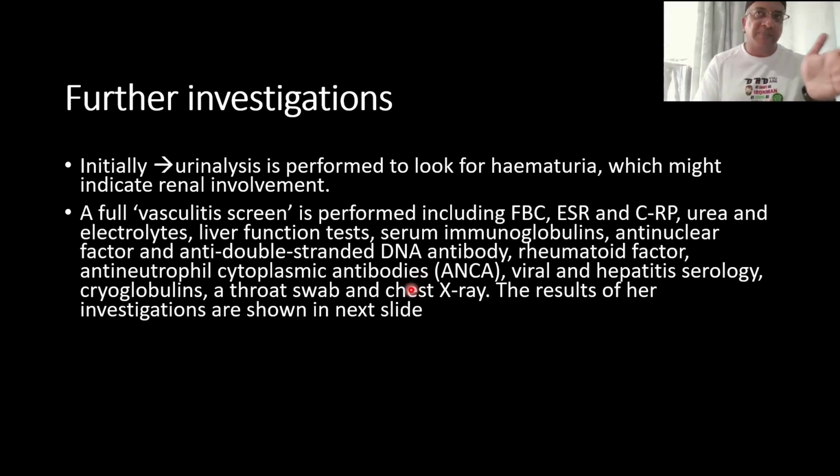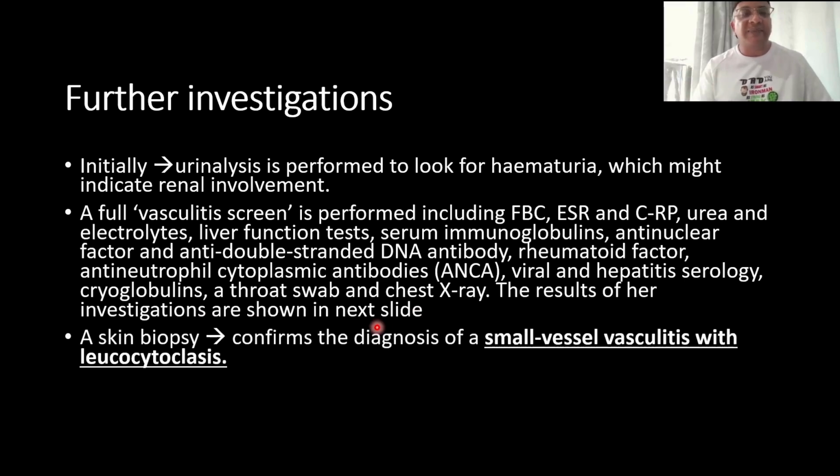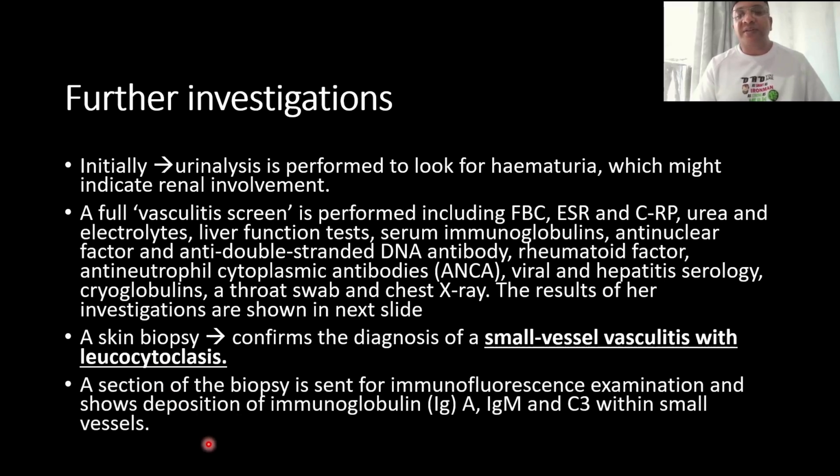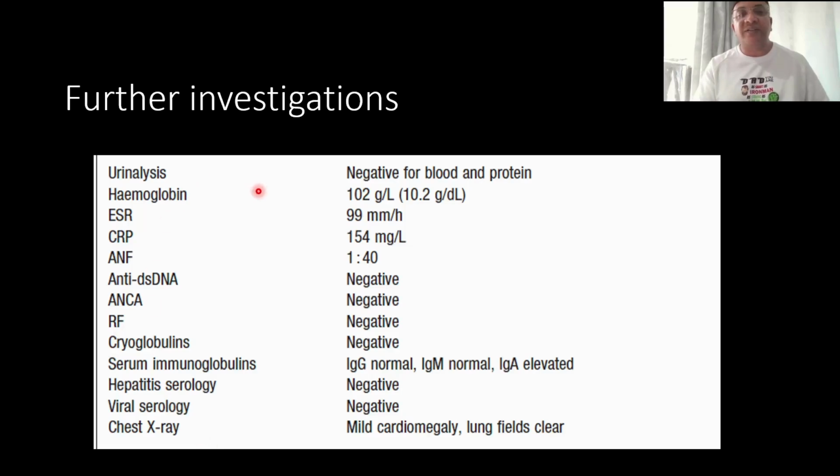So yeah, remember there is ANCA positive and ANCA negative. Remember, when you talk about vasculitis, there's large, medium, small, and small is ANCA positive, ANCA negative. All right, viral and hepatitis serology, because those can also throw off vasculitis. Cryoglobulins, throat swab, and chest x-ray. The results of the investigations are shown on the next slide. And skin biopsy was done, which does indeed clinch the diagnosis of a small vessel vasculitis with leukocytoclasis. And a section of the biopsy is sent for immunofluorescence examination and shows deposition of IgA, IgM, and C3 within the small vessels. These are the investigations, guys.